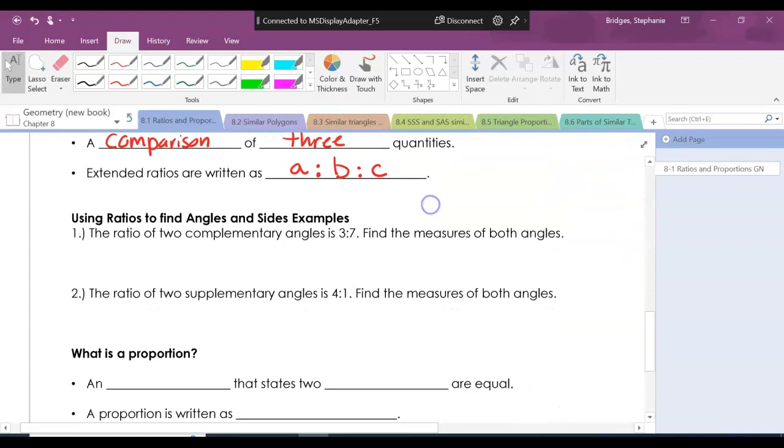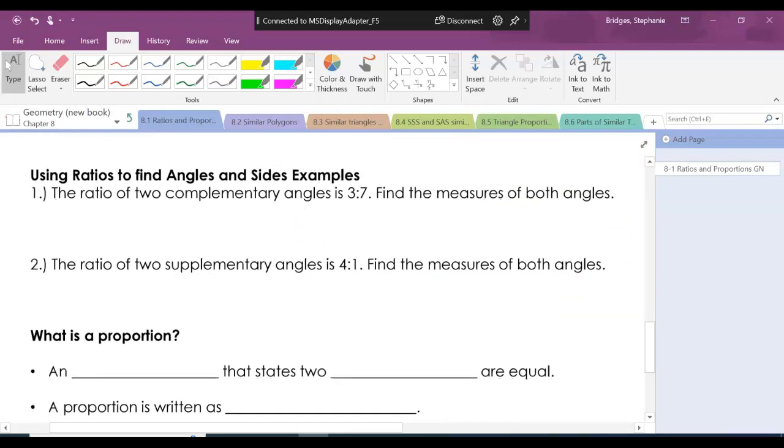Now, we're going to use ratios to find angles of a triangle. Take a minute and read that first one. The ratio of two complementary angles is 3:7. What does complementary mean? 90. Okay, so remember that they're going to add up. Because of the complementary, they're going to add to equal 90.